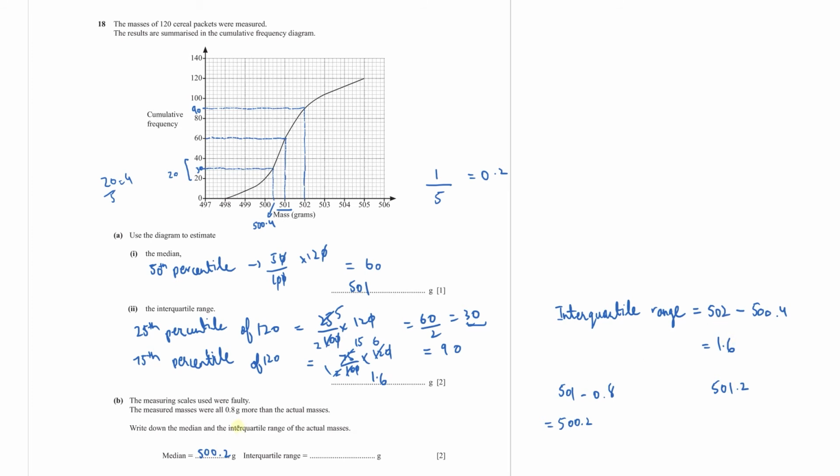So if I minus 0.8 from 502, I get 501.2, and then 500.4 minus 0.8 will actually be 499.6. And then if you subtract these two, 501.2 minus 499.6, you will again get 1.6. So since both values were faulty, both had an extra 0.8, and if you subtract 0.8 from both of them, your difference will remain the same. So your interquartile range will not change. It will remain the same, 1.6 grams.